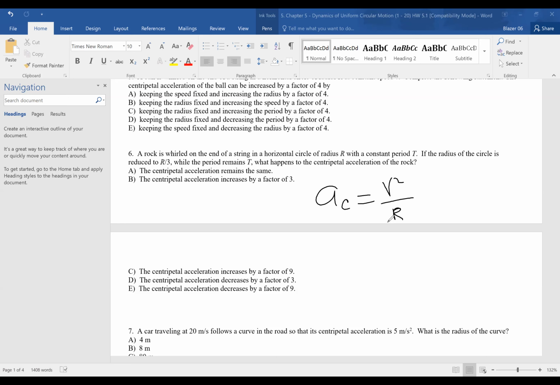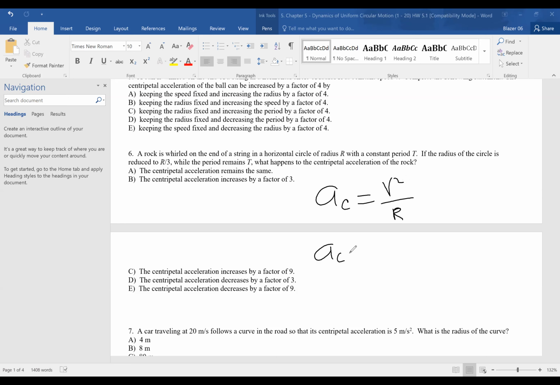So since they introduced the period, let us go back now and look at what happens to the speed. Well, it says the period remains the same. So V remains the same. Okay, so that doesn't change it. So let's look at this then.